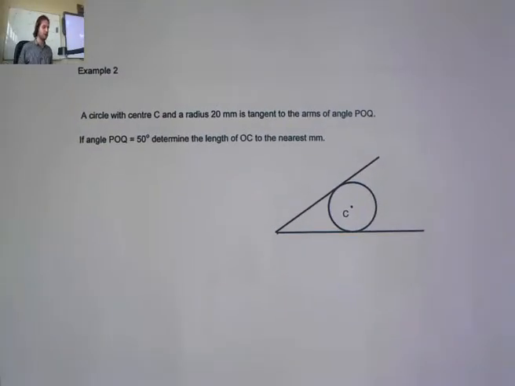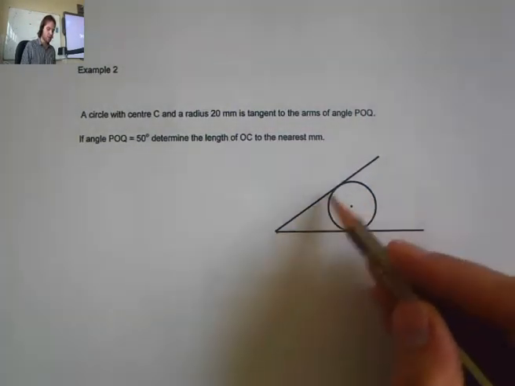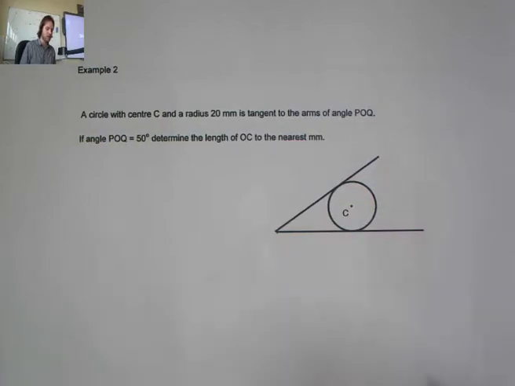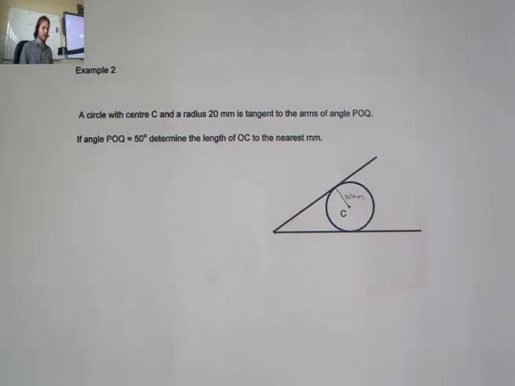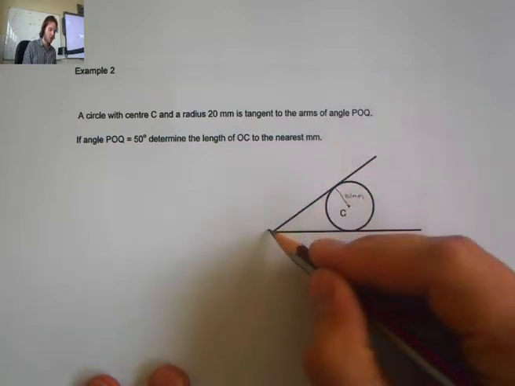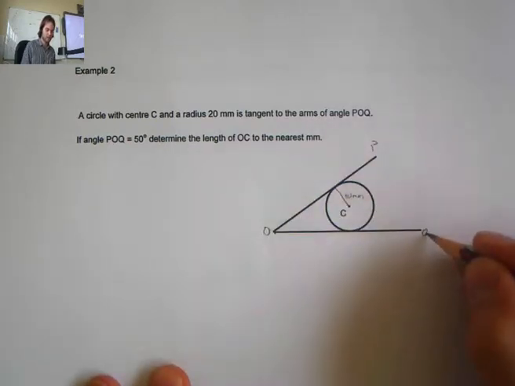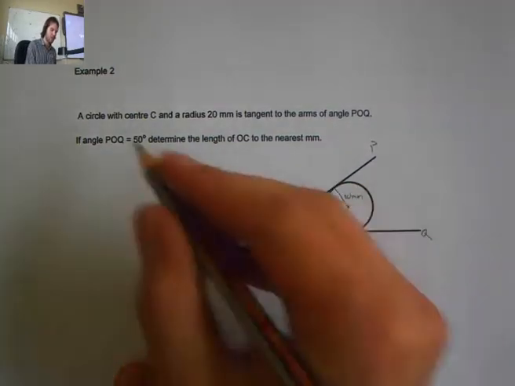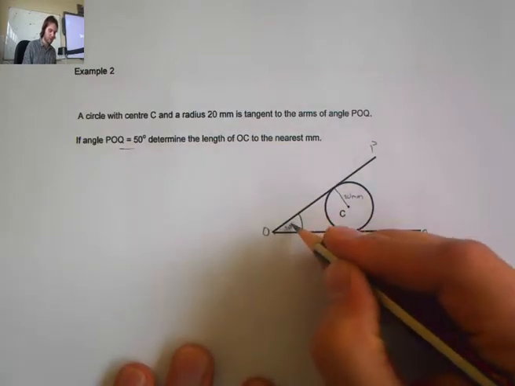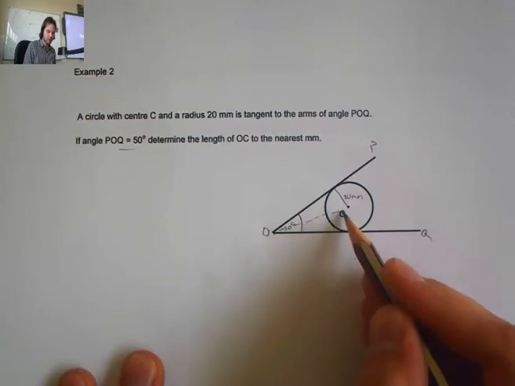So let's take a look now at example number 2. So here we have a circle, which has two tangent lines to it, okay? The radius of the circle is 20 millimeters. All right? And they're tangent to angle POQ. Now this angle right here, it says, is 50 degrees. And now we want to find out what is OC. So this line right here.